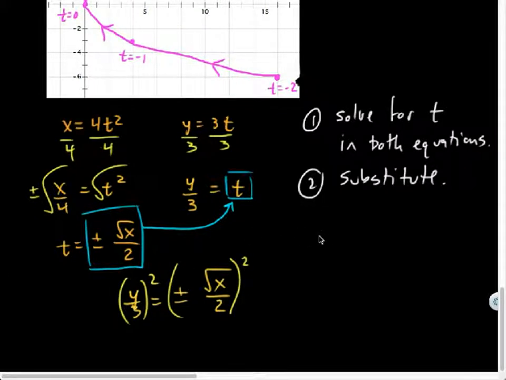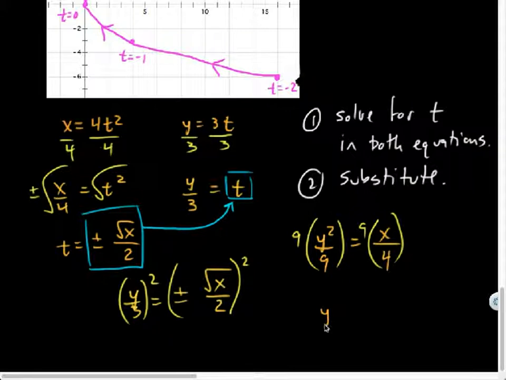And that will give me y squared over 9 equals, I'll lose my plus or minus because either case that's going to become positive, over 4. And then if I wanted to solve for y, I can multiply both sides by 9 because it looks like this is going to be some sort of a parabola since I only see one squared term. And so I'll have y squared equals 9/4 x.